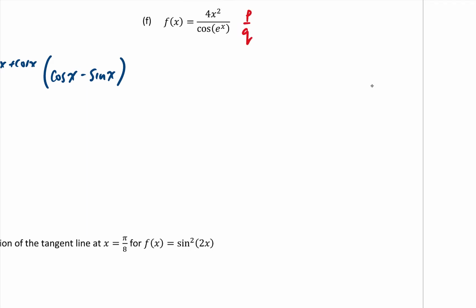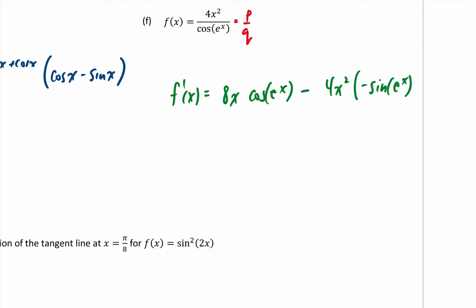And f. Notice we have a function divided by a function. So this time we're going to use our quotient rule. So we have f prime of x is equal to, so p prime q, so that's 8x times cosine e to the x, minus pq prime, so that's 4x squared, and cosine e to the x is a composition, so that's negative sine e to the x, then times the derivative of the inside, which is e to the x. All divided by cosine e to the x all squared.